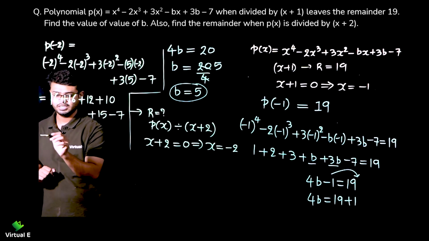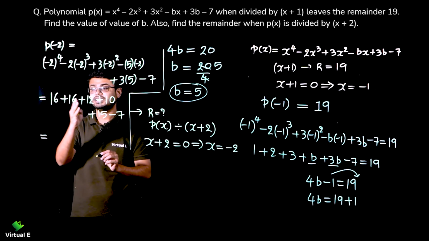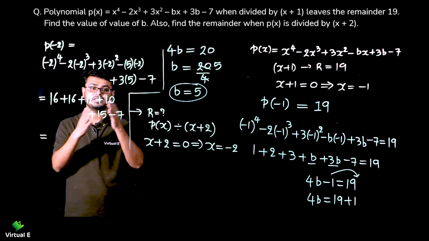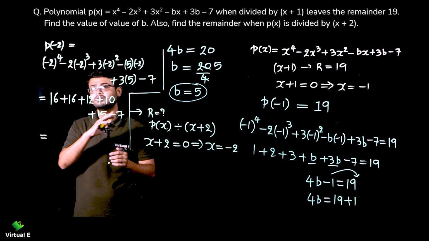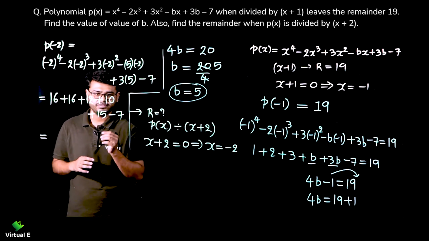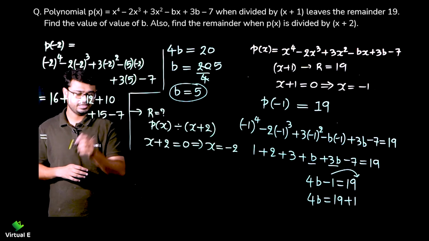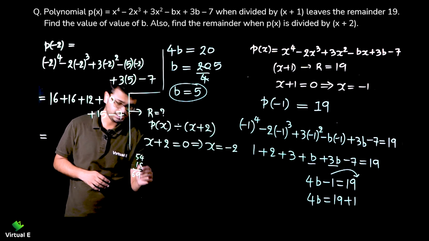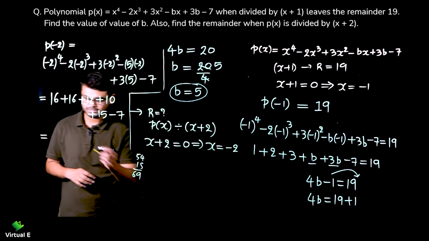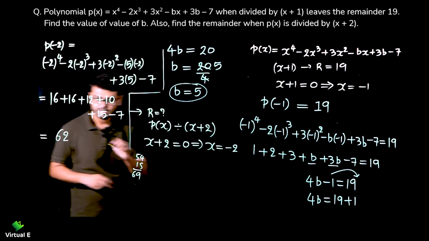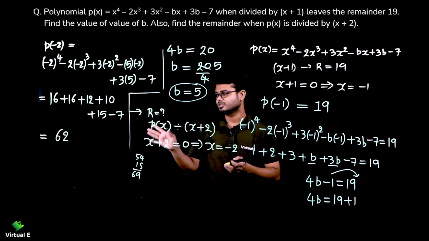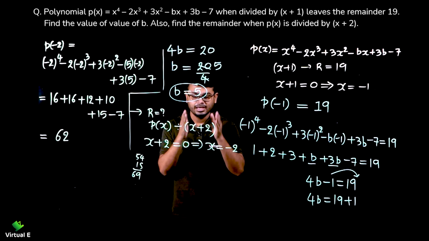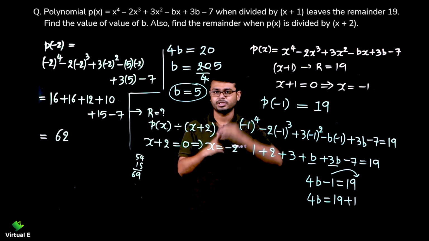So let's start with the calculation over here. 16 and 16 will be 32, 32 and 10 that's 42, and 12 that's 54, and 54 and 15, that's 69, minus 7 if we do it, that is 62. Very simple addition was there. So this is the remainder we get when we divide this polynomial by x plus 2.